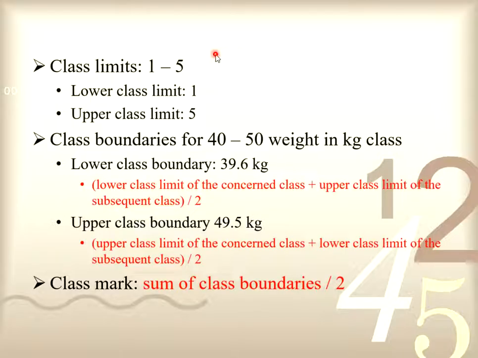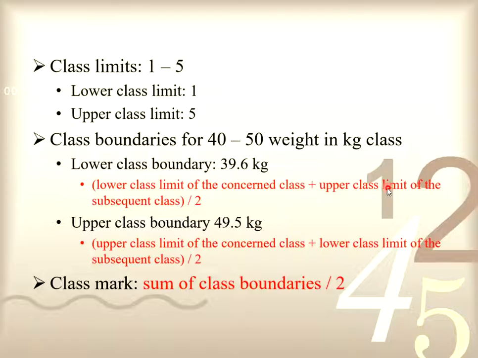Okay, so for class limits, our example is 1 to 5. So, our lower limit is 1. Upper class limit is 5. So, class boundaries for 40 to 50, weight in kilograms. Our lower class boundary is 39.5 kilograms and the upper class boundary is 49.5 kilograms.